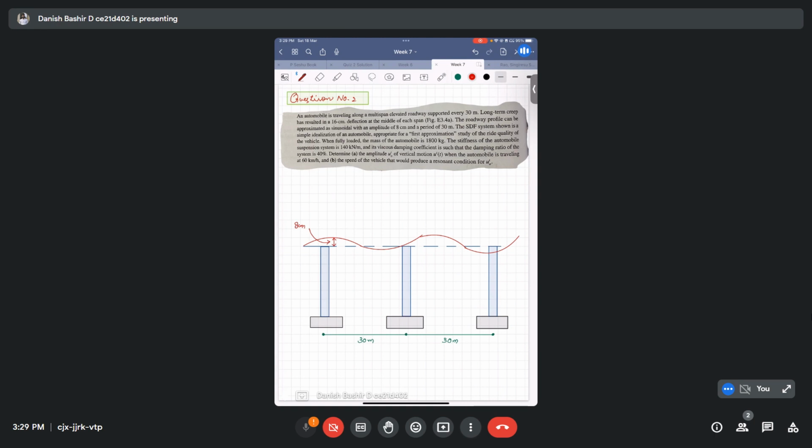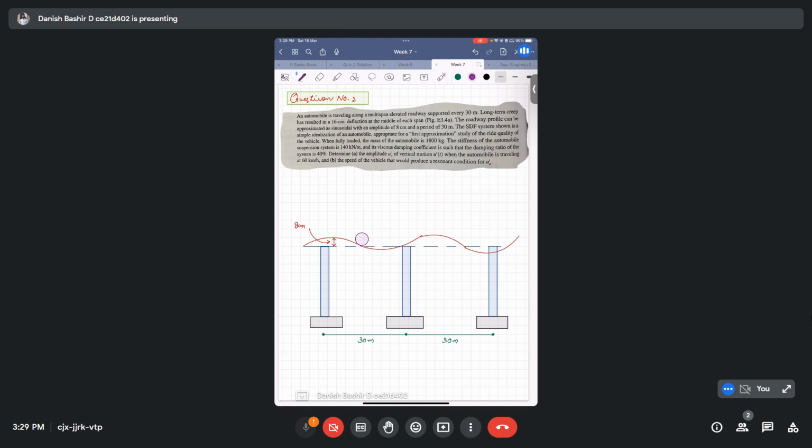Actually, this profile is because of long-term creep deflection that has occurred at these points. So the total long-term deflection is 16 centimeter, and from the middle line we can assume the maximum amplitude to be 8 centimeter, and the period is 30 meter. We can assume a single degree of freedom system of a vehicle traveling over this profile. For example, this is a representation of a typical tire of a vehicle, and it is traveling over it.